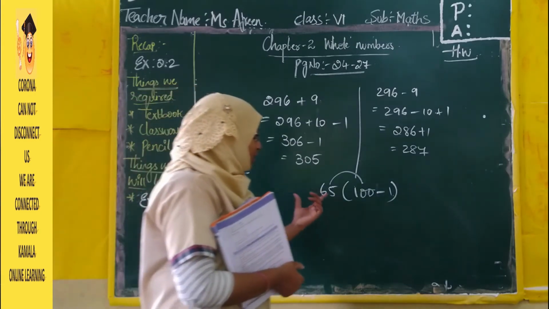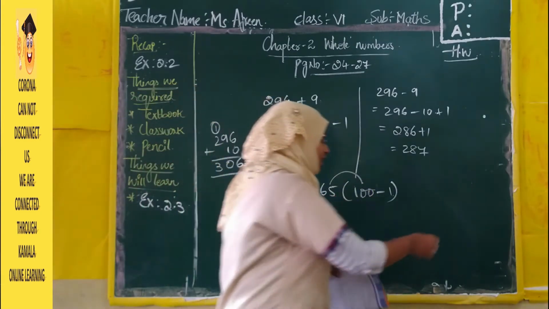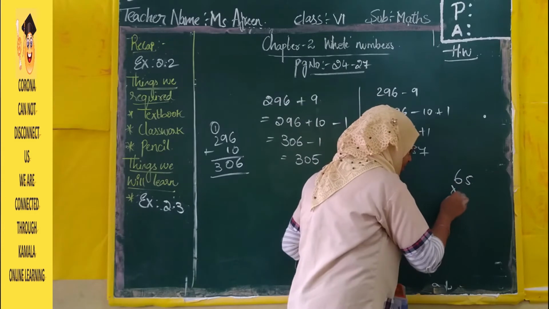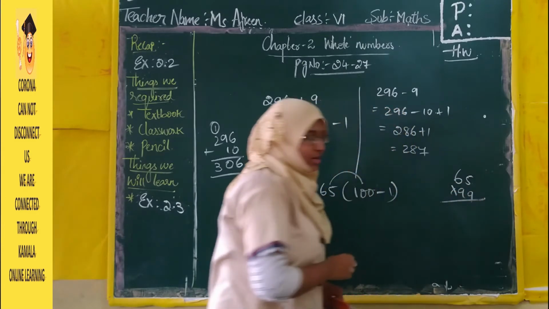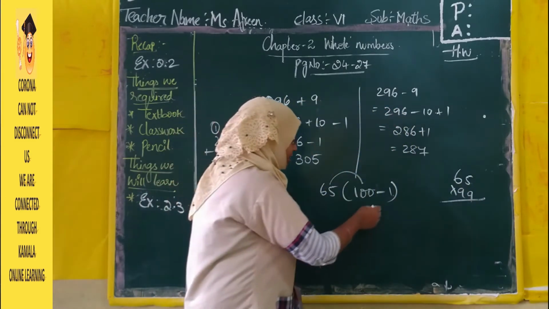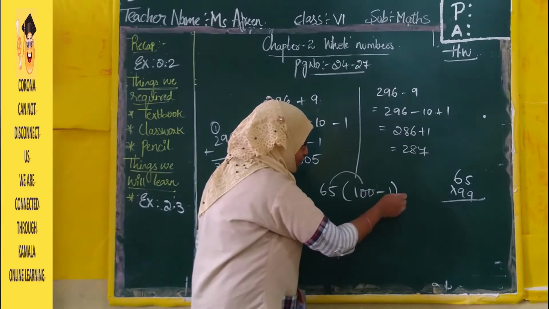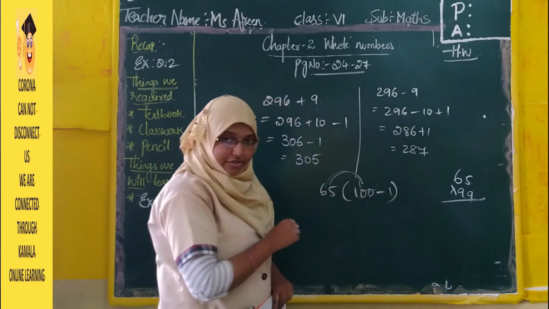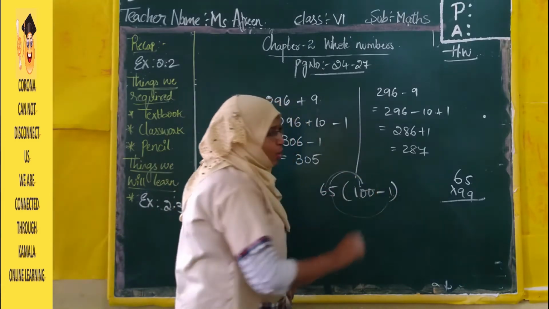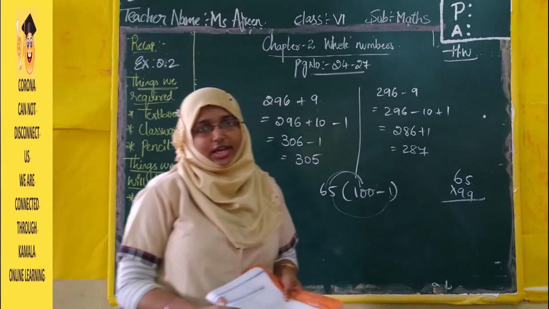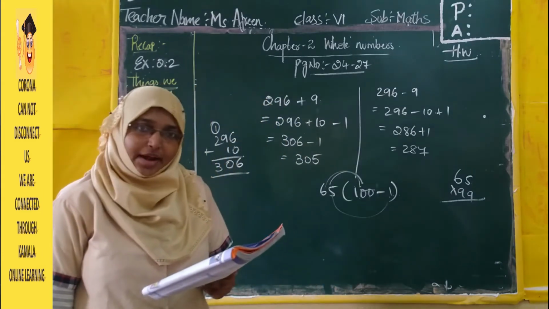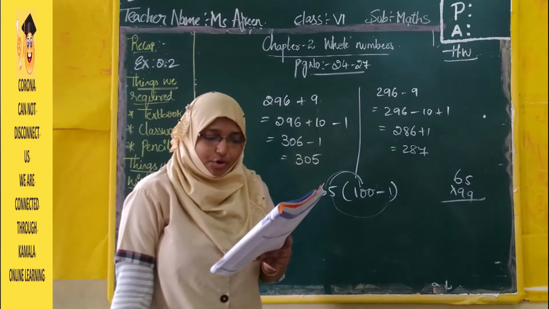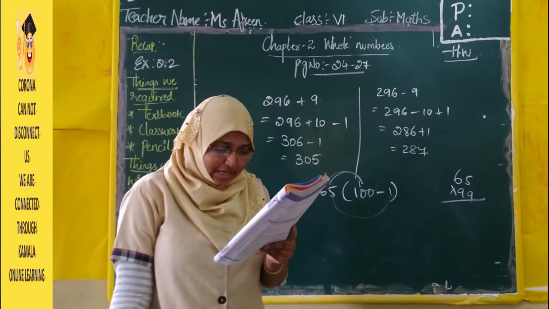Then we got the answer as 6435. So instead of doing the complete process of 65 into 99, that is multiplication of a 2-digit number, they simply wrote 99 as 100 minus 1, multiplied 65 with 100 and 65 with 1, subtracted, and we got the value. This is how we can use the patterns to solve the problem. See here there were many examples.